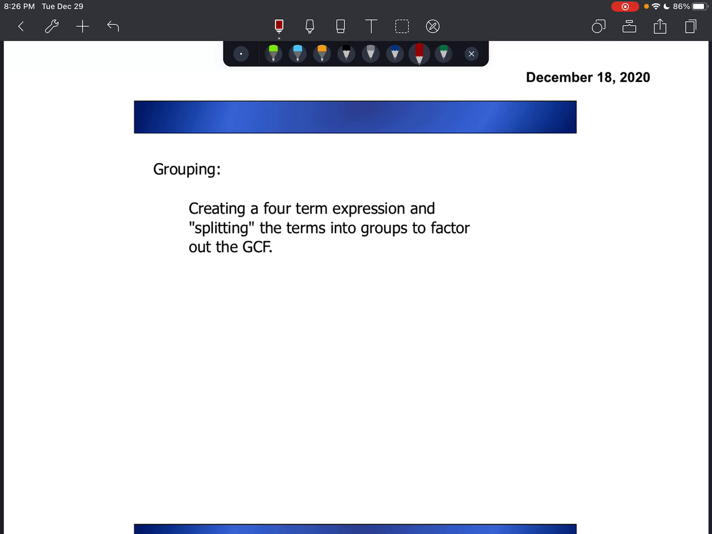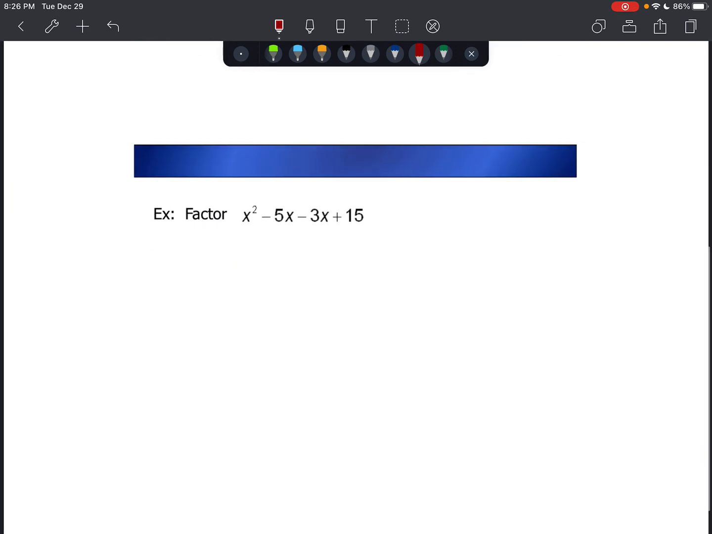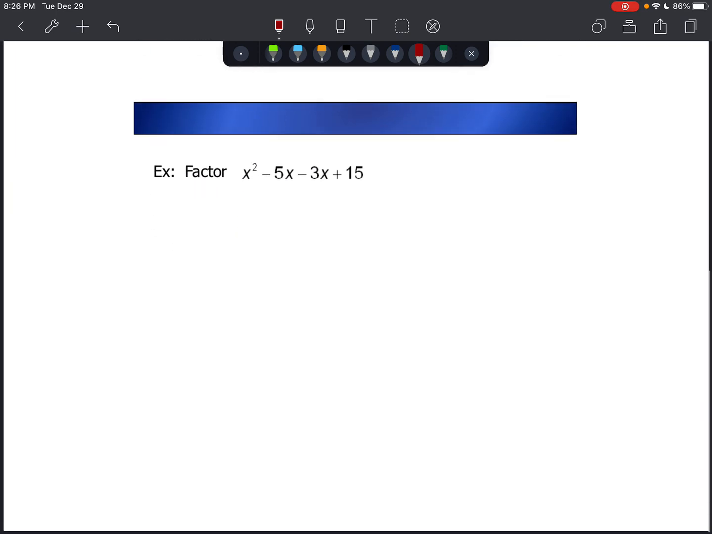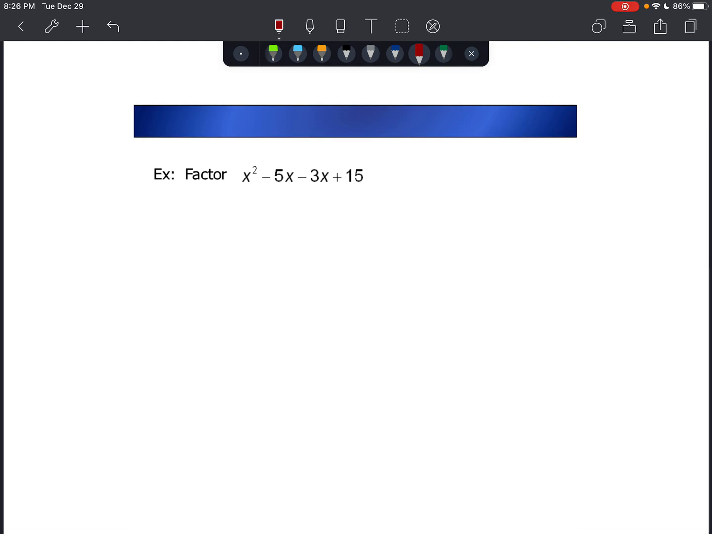Factor by grouping is a pretty fun way to factor. When you're given a 4-term expression, splitting the terms into groups to factor out the GCF is the way to go. And you are going to need 2 different colored highlighters for this video lesson right here. 2 different colored highlighters. Okay, we want to factor x squared minus 5x minus 3x plus 15.